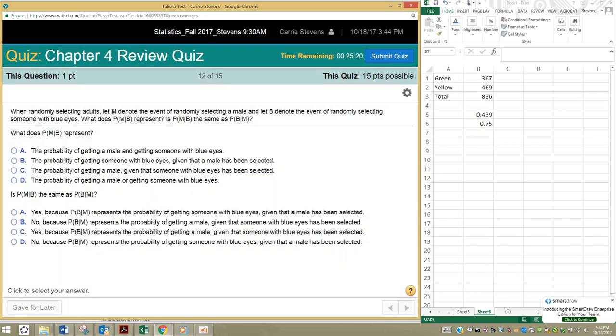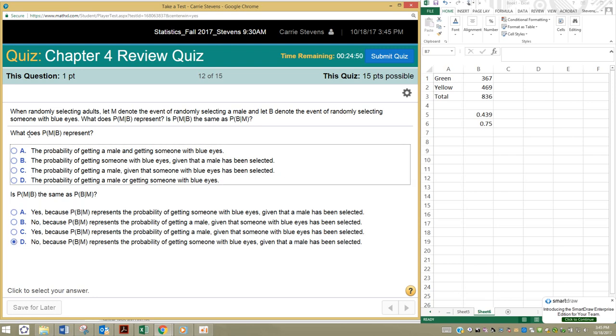When randomly selecting adults, let M denote the probability of selecting male. B is randomly selecting someone with blue eyes. What does P of M given B represent, and is M given B the same as B given M? Of course not. We know already. That's confusion of the inverse. They're not the same when you change the order of the notation. So we already know that the second part down here is either going to be answer B or answer D, because they both start with M.